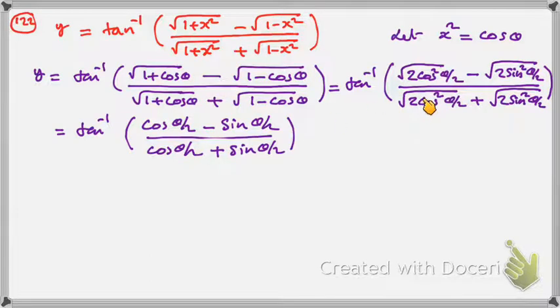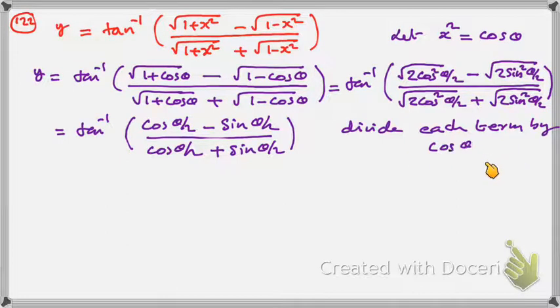Same thing in the denominator. Square root and the square are cancelled. Now what I'm going to do here is try and make it match with one of the tan formulae. We know that every single tan formula has 1 as the first term in the denominator. So if I want 1 here, I should divide each term by cos theta by 2. So I'm going to say dividing each term by cos theta by 2.